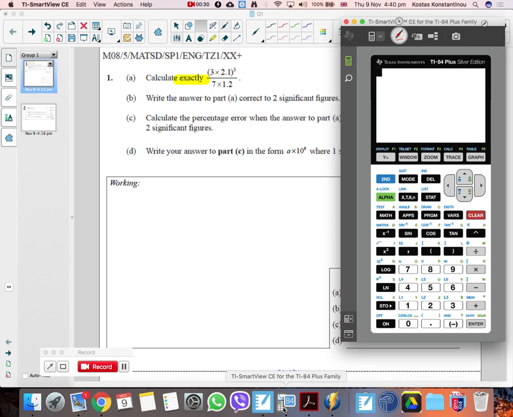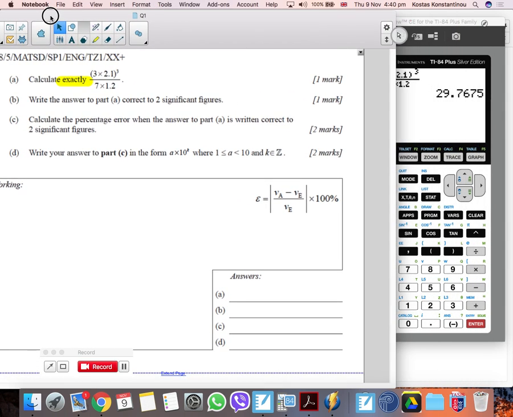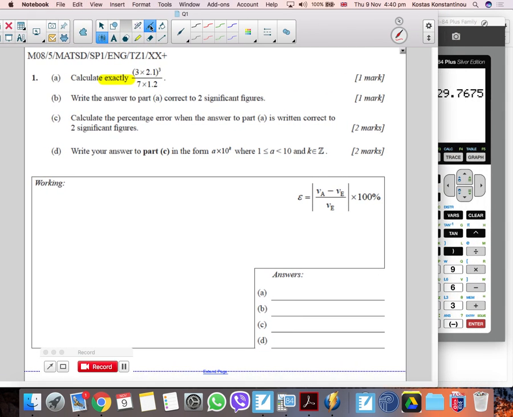It's a fraction, so we're doing alpha y1 for the fraction, and we're putting exactly as you see it on the screen, 3 times 2.1, close the parentheses, raise it to the power of 3 over 7 times 1.2. Enter, and we see the answer, 29.7675, okay? So I'm just going to take this answer and enter it exactly as it's on the calculator. So 29.7675.